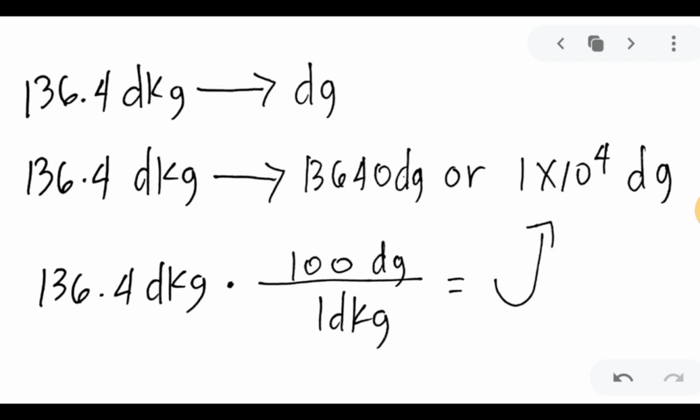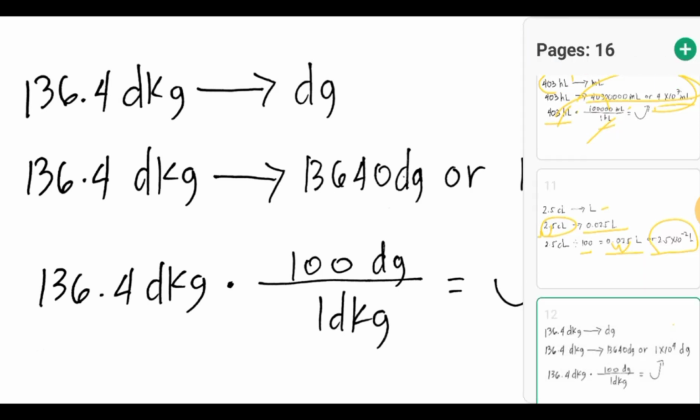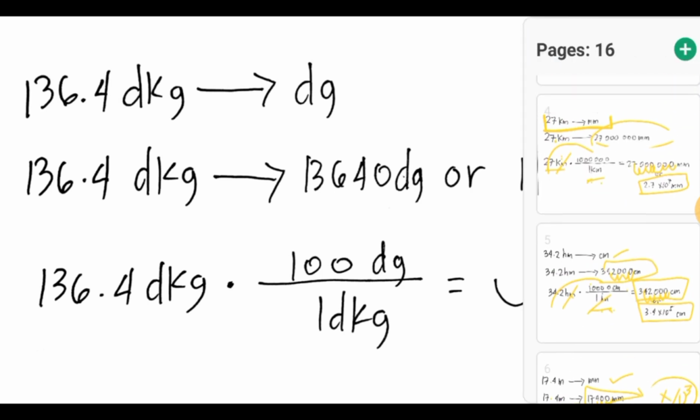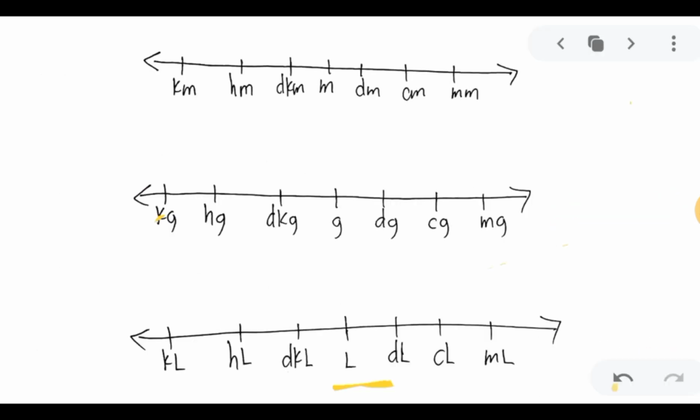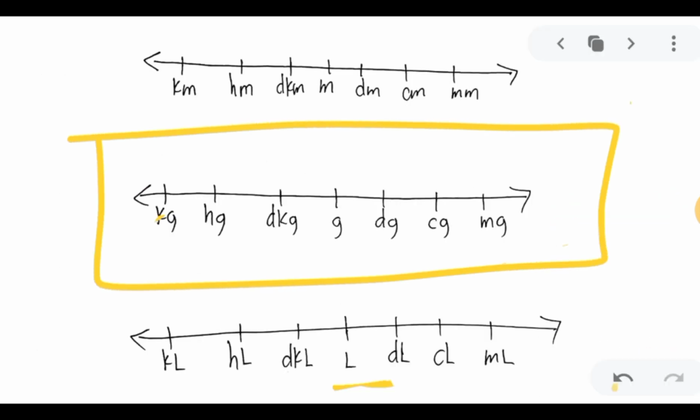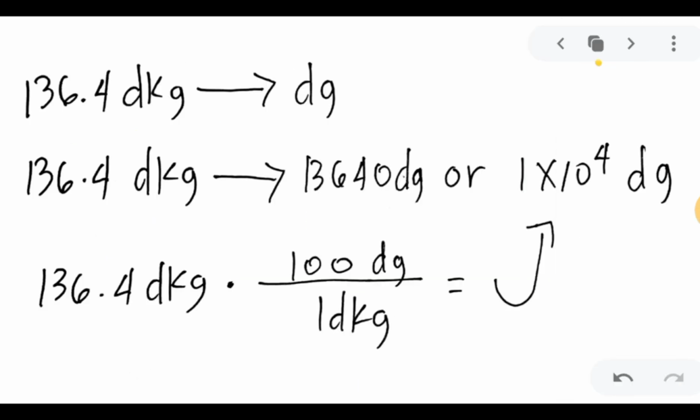Another example we have here, for example, ang mini-measure mo naman ay mass. So, ang base unit mo ay grams. Okay? Let us proceed. Let us say, convert 136.4 decagram into decigram.